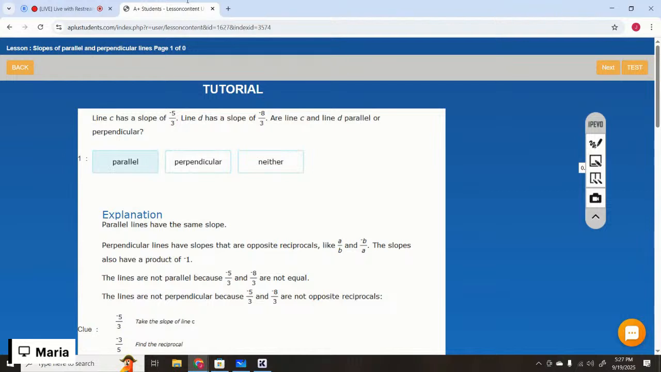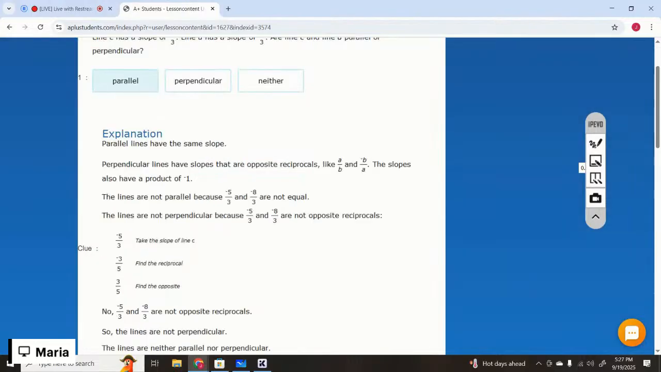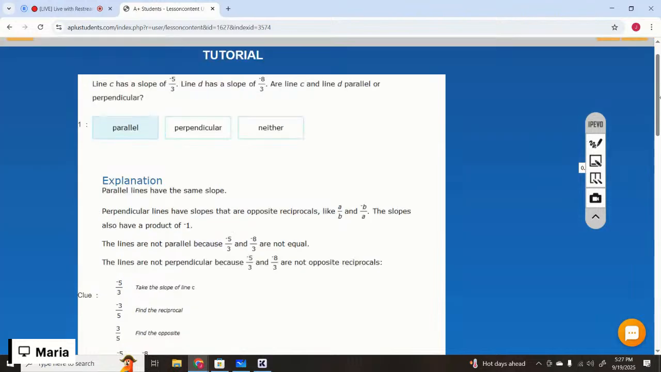So if the two lines are parallel, they have the same slope. And if the lines are perpendicular, their slopes are negative reciprocals. Like if the slope of line 1 is a by b, the perpendicular line has a slope negative b by a, right? So for these two slopes, they are not the same, so that means they're not parallel. Also, the slope of the second line is not the reciprocal of the first one, so that means they are neither parallel nor perpendicular. Let's just start with the test questions.